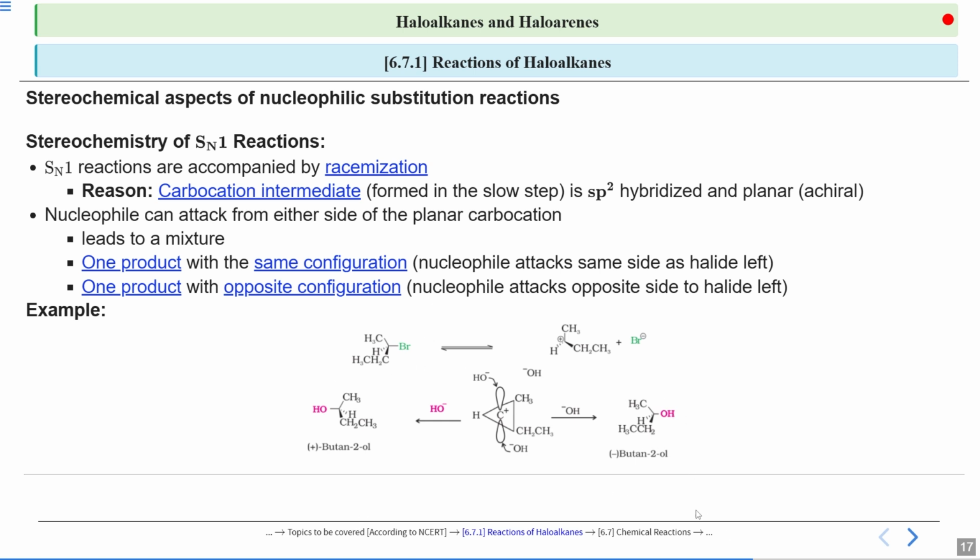So you will get both the products, the positive butan-2-ol and the negative butan-2-ol. They have a similar formula but different structure. You can say the spatial arrangements are different, and one is dextrorotatory and the other is levorotatory. So you are getting racemization. That's why we say the SN1 reaction is accompanied by racemization, because we are getting both kinds of products. You are getting enantiomers as your products: one product with the same configuration and one with the opposite configuration compared to the reactant configuration.